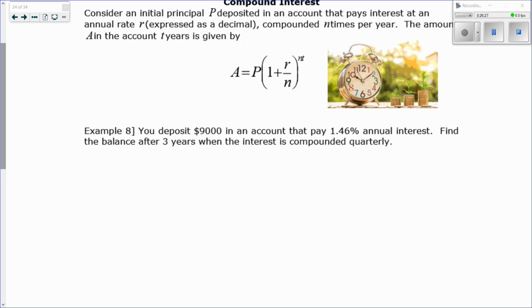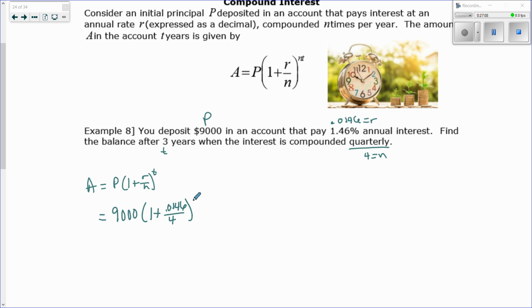You deposit $9,000. That's P. My rate is going to be 0.0146. Find the balance after 2 years. So this is T, and it's compounded quarterly. Quarterly is 4 times a year. And that is N. So I have my formula. A equals P times 1 plus R over N to the NT. So when I substitute in, I have 9,000 times 1 plus 0.0146 over 4 to the 4 times 3.